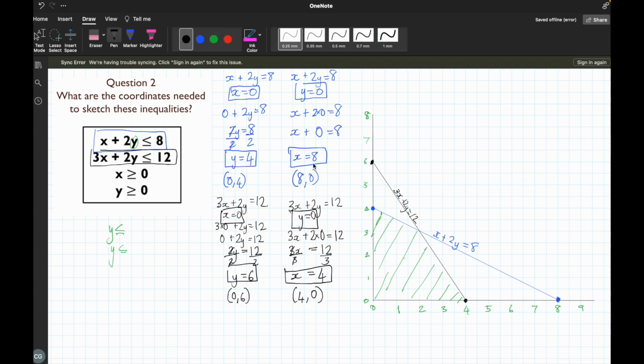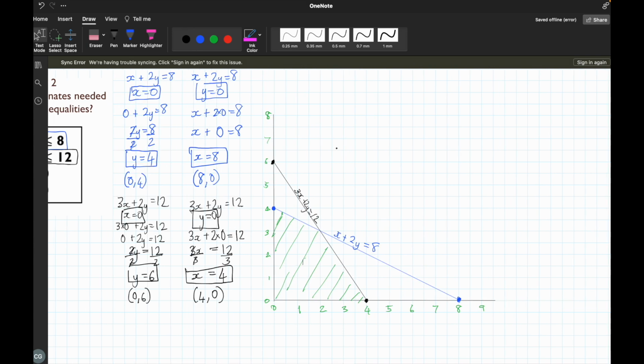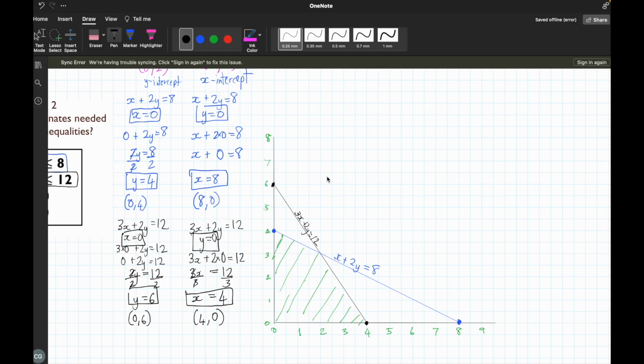Okay, now breaking on from this question, we're going to continue from this question into the part that talks about the objective function. So I'm going to use this to break down the concept of the objective function as well.